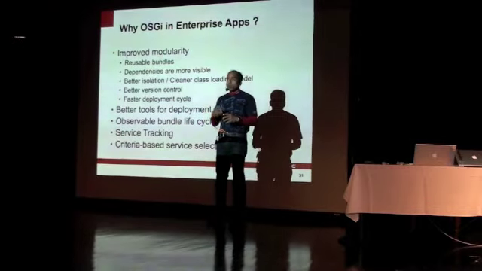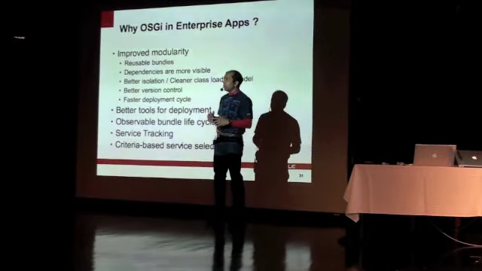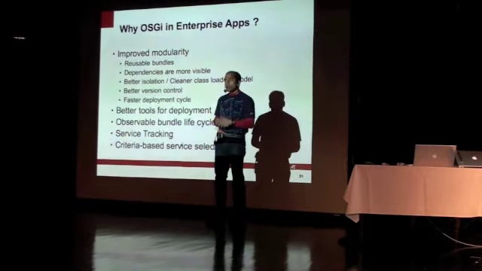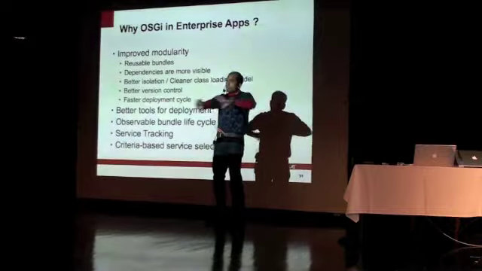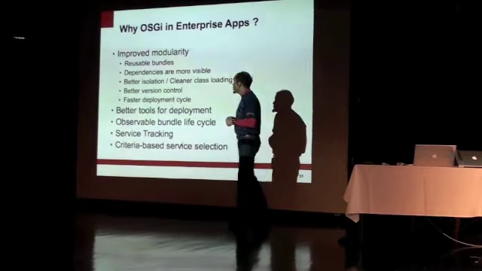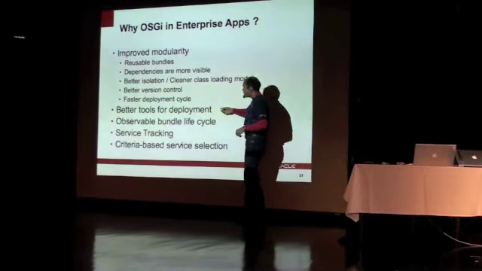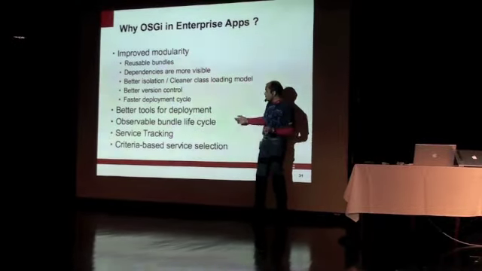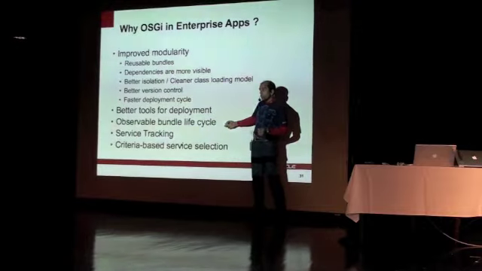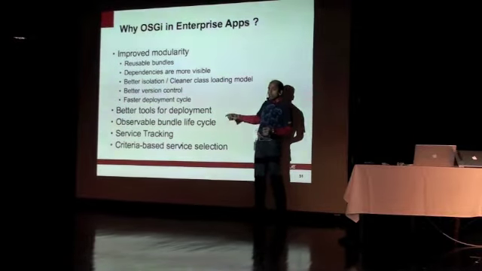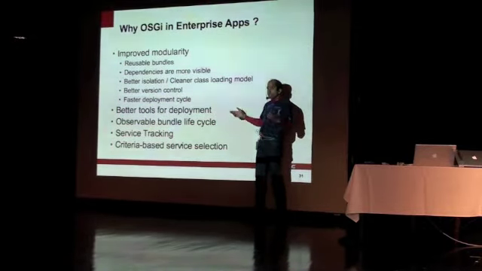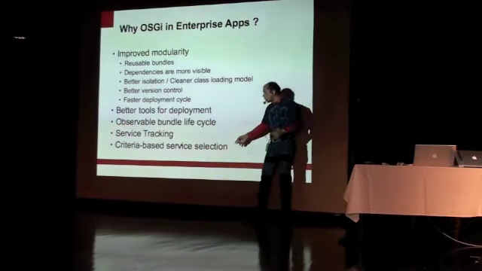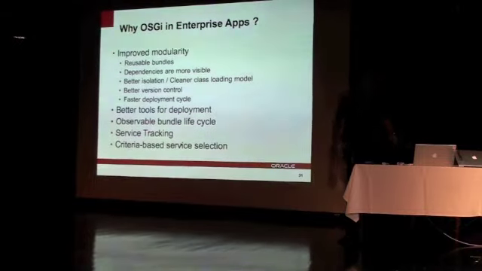So imagine you could have multiple log4j jar files in your OSGi environment and point to a specific jar file. You no longer have to say, oh, you know what, it's a flat class path. That is no longer an issue for you. There are much better tools for development, primarily because of the ecosystem around it. The lifecycle is much more observable because each bundle start, stop, install, uninstall is throwing events, which are well-known events. You can dynamically track the service. You can even do criteria-based service selection.